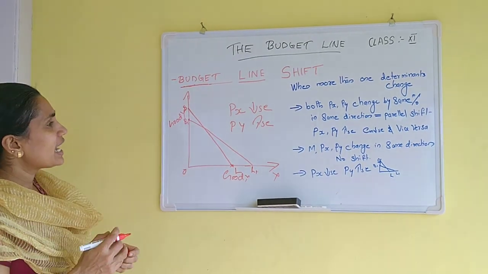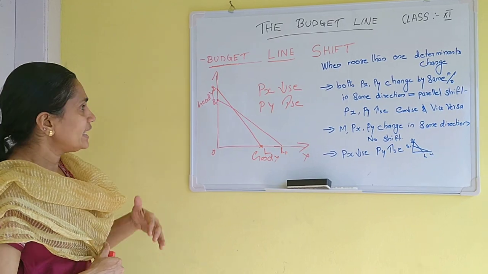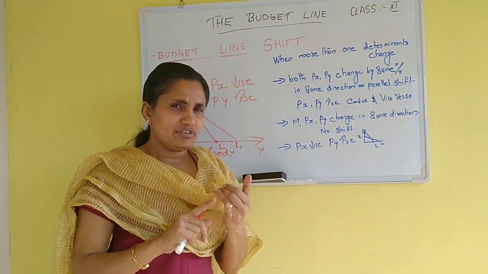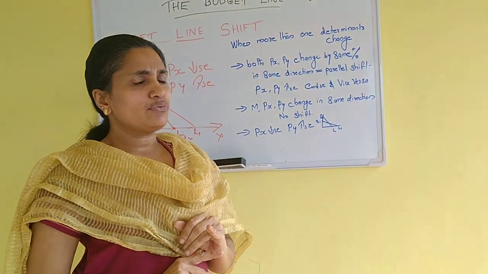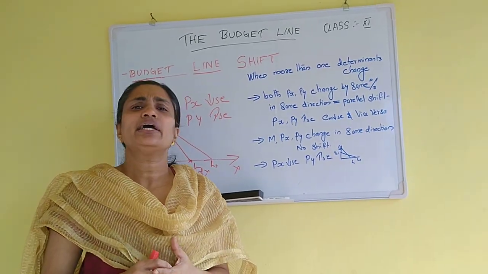Okay, so these are the different factors affecting the shift of the budget line. I will tell you one more time. The factors affecting the shift of the budget line are the price of good X, the price of good Y, increase or decrease, and the income of the consumer.